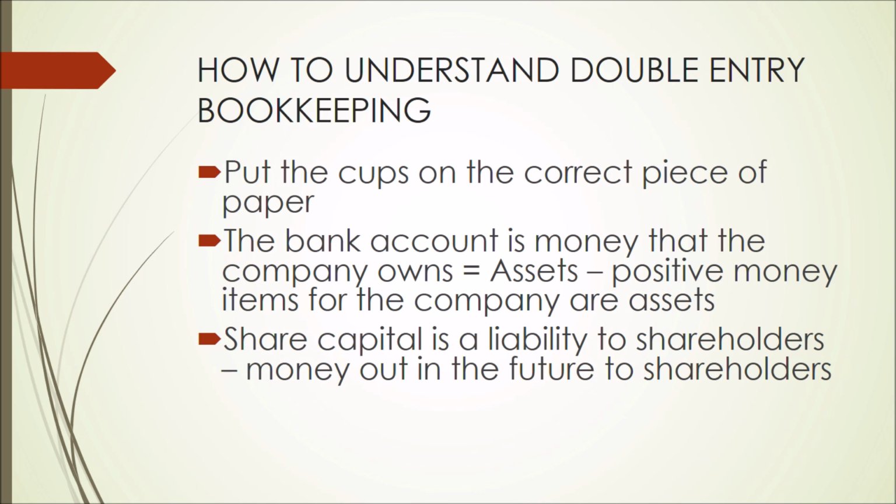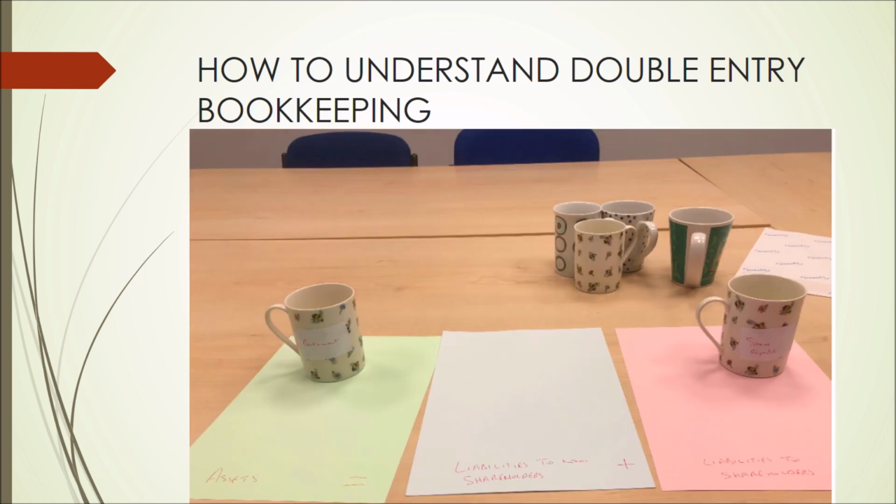Share capital is a liability to shareholders in the future. Those shareholders handed over £100,000 in there, though. Yes, we put it into the bank account, so that's our positive money in the assets in the bank account on our asset page. But those shareholders want that money back in future, so it's a liability to the company in the future to the shareholders. So that's going to go on our liabilities to shareholders page. So there you go. That's how it's going to look. Okay, so here we have our bank account sitting on our asset sheet. And here we have our share capital sitting on our liabilities to shareholders sheet.